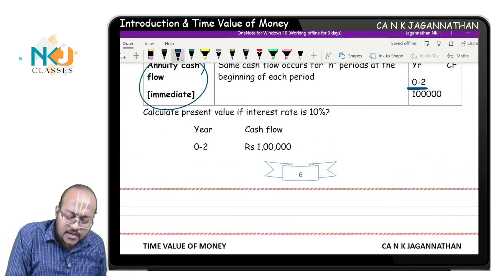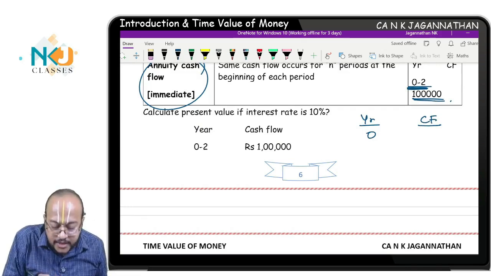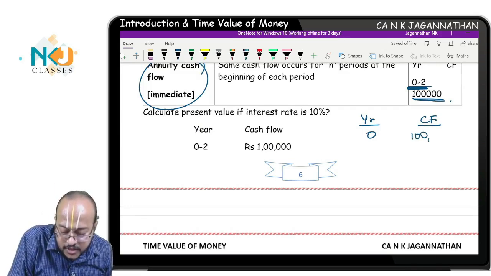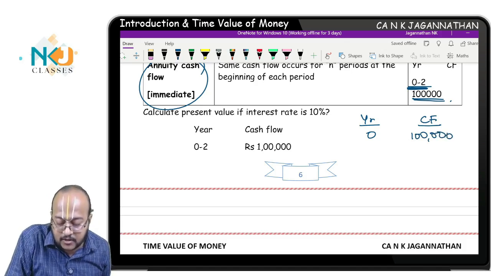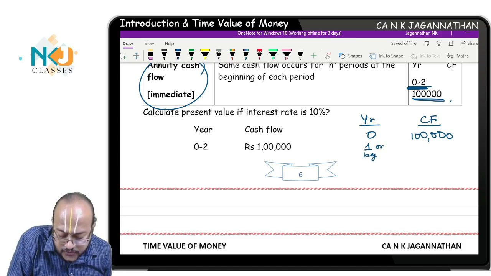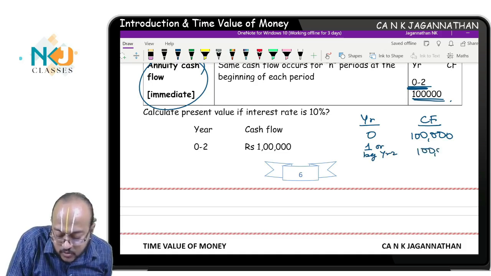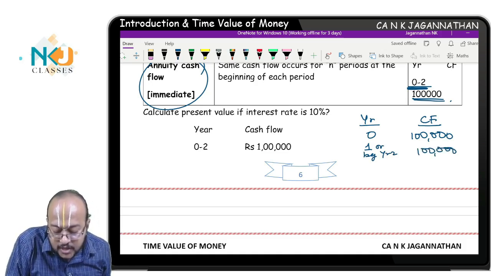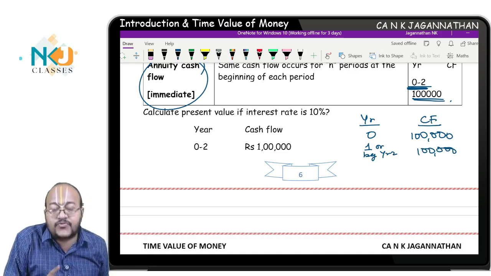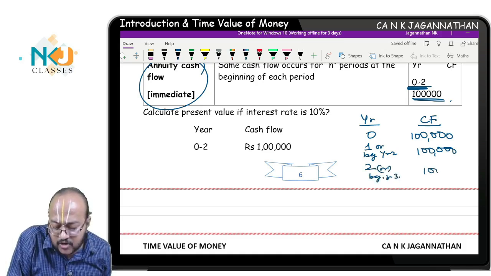In this case, from year 0 to 2 you are receiving 1 lakh. I will show you what is happening. Year and cash flow. Year 0, which means today itself, at the beginning of year 1, you are receiving 1 lakh. At the end of year 1, or beginning of year 2, understand, you are receiving again 1 lakh rupees. Then at the end of year 2, or beginning of year 3, you are receiving again 1 lakh rupees.